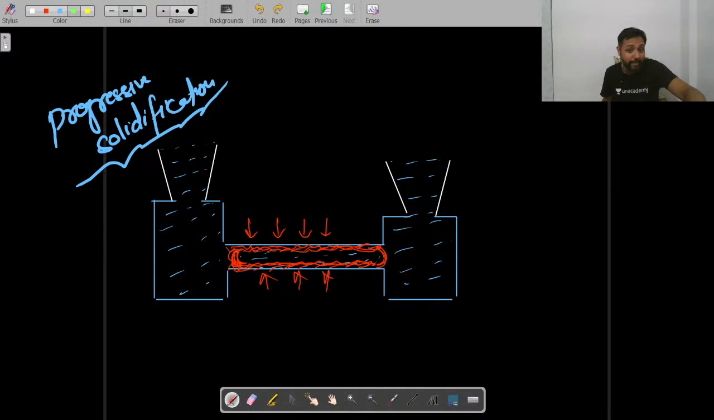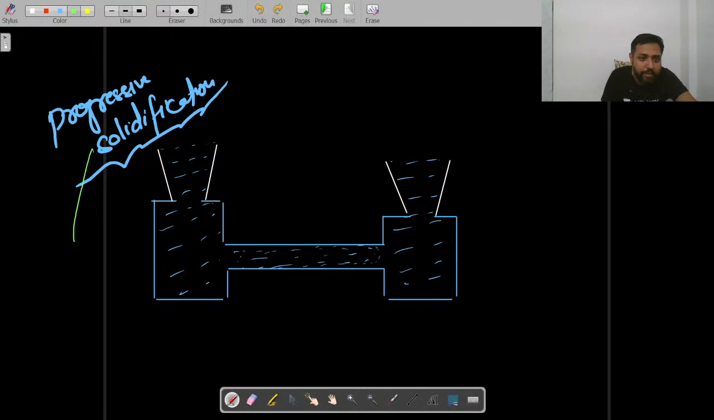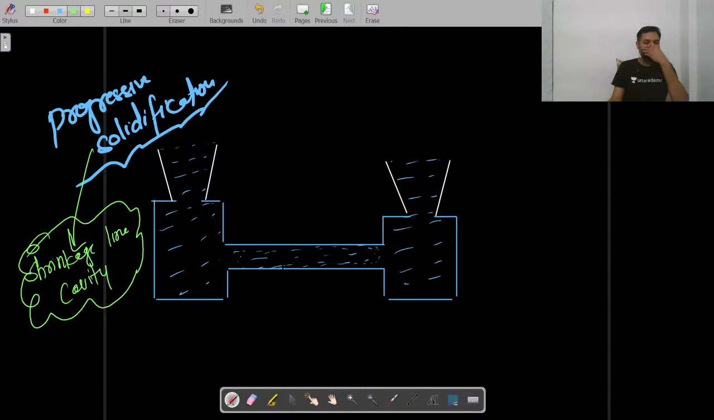So to avoid this shrinkage line cavity, what to do? This is happening because the thermal gradient is such that it is leading to progressive solidification that I had discussed just now. So this leads to what? Shrinkage line cavity. This word you should remember. Progressive solidification leads to shrinkage line cavity. To avoid this, what do you do? This is the sand mold in which you have created this cavity.